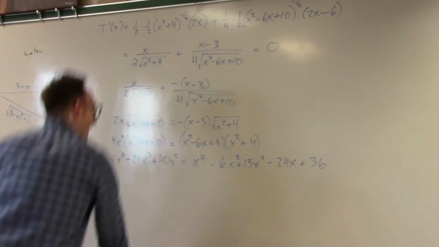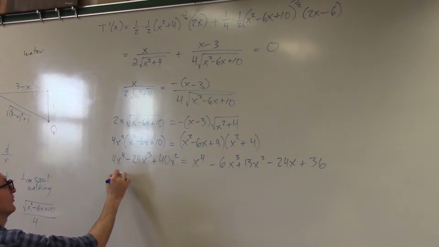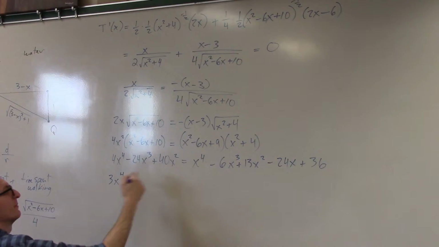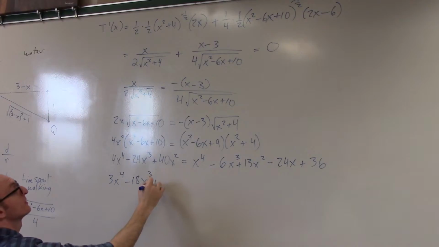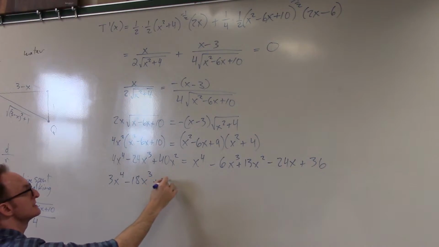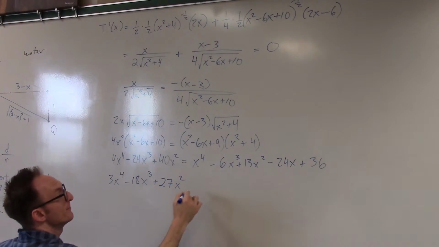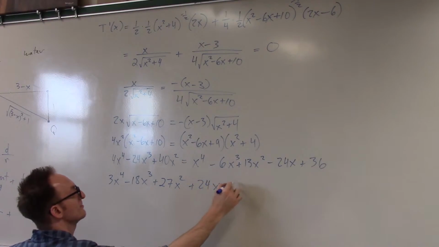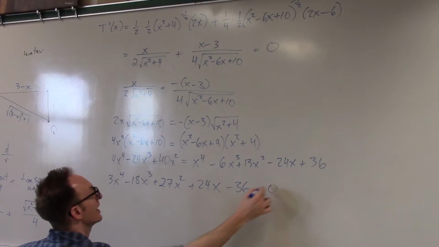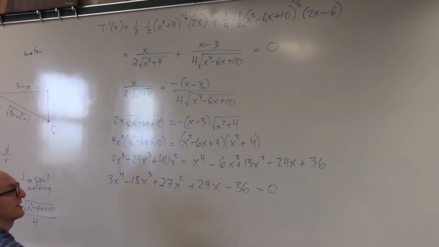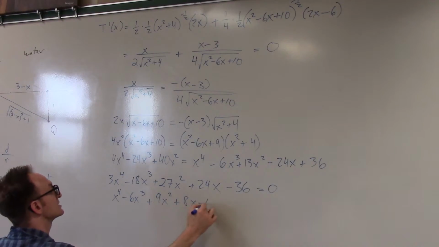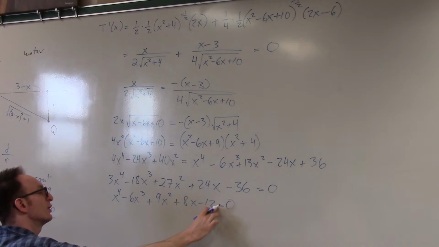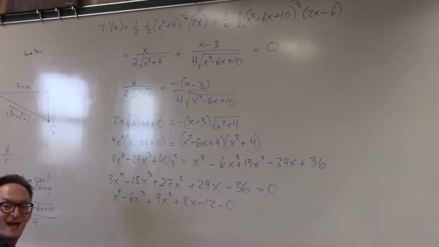Yeah. All right. Good. So I get 3x to the 4th. I'm starting to remember this problem. Minus 18x cubed plus 27x squared plus 24x minus 36. Okay, who made it this far? Woo! Barely made it. All right, I can get rid of a 3, so minus 6x cubed plus 9x squared plus 8x minus 12.